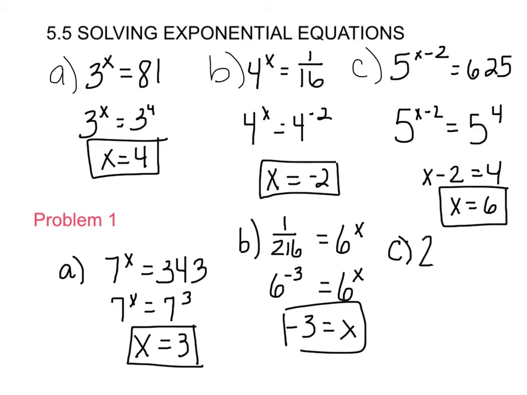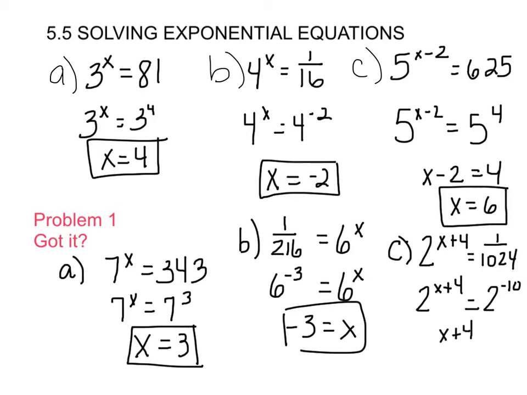And lastly, 2 to the x plus 4 equals 1 over 1024. We want to rewrite 1 over 1024 as a base of 2. So you can just keep working on your calculator and just keep punching in 2 until you get 1024. 2 to the 10th power gives you 1024, so 2 to the -10th would give you 1 divided by 1024. Set your powers equal to each other. x would equal -14.